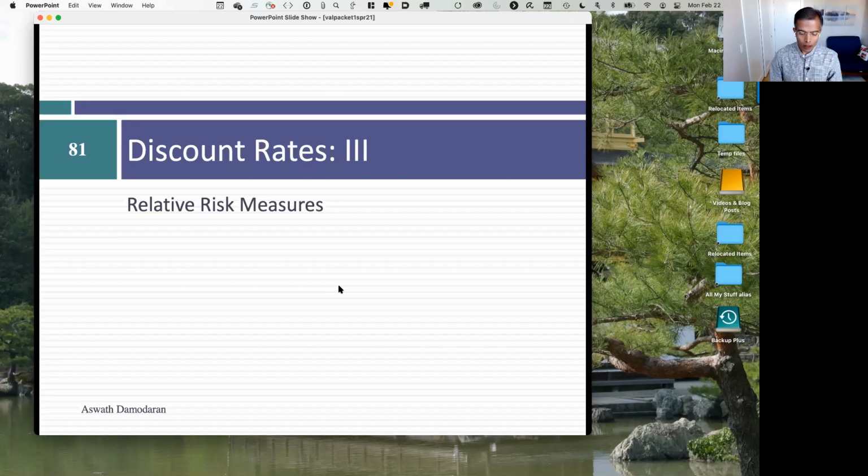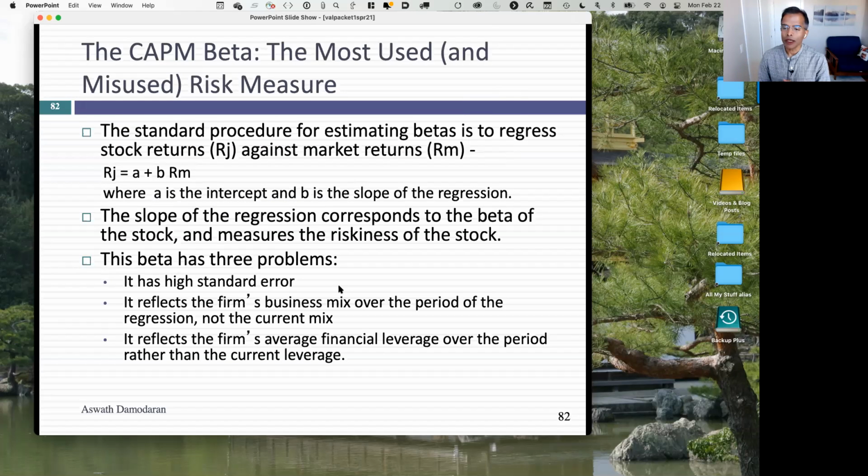Okay. Let's talk about relative risk measures, because let's see where we are. We have a risk-free rate in whatever currency you've chosen to do the analysis. We have an equity risk premium that reflects where your company operates. Now we're talking about how much relative risk there is. How risky is my company relative to the average risk company?